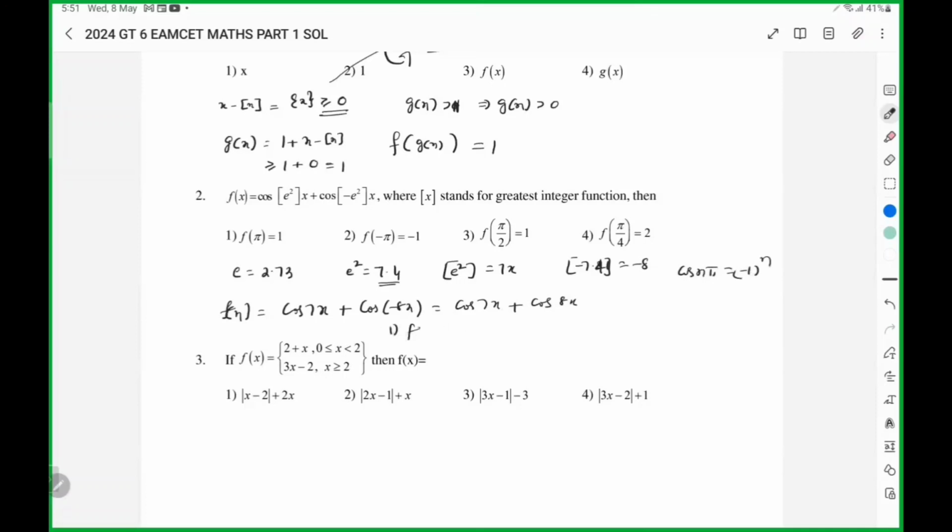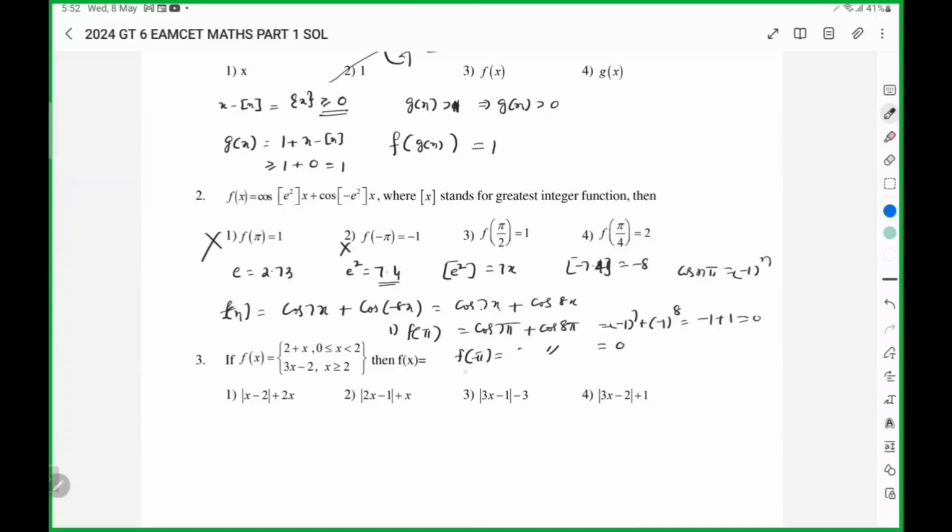So first option f of pi, if I take cos 7 pi plus cos 8 pi, minus 1 power 7 plus minus 1 power 8 is 0. First one can't be the answer. So if I take next option f of minus pi, cos minus 7 pi, which is cos 7 pi, same, cos minus pi, again same thing, we get 0. So second option is not.